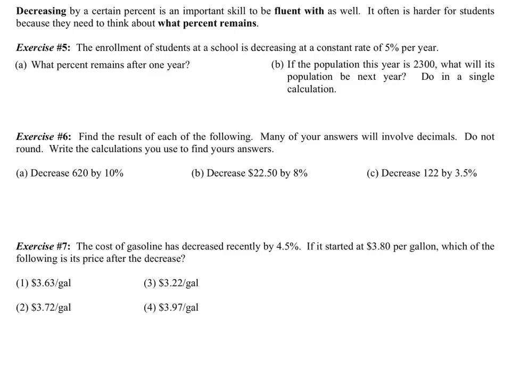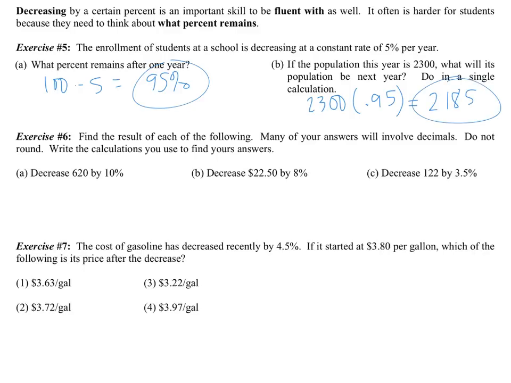So the enrollment of students at a school is decreasing at a constant rate of 5% per year. So we have to think, what is 100% minus 5? It's 95% will remain after 1 year. So if the population this year is 2,300, what will it be next year? Well, we multiply that by 0.95 because that's what remains, and we get 2,185 students.